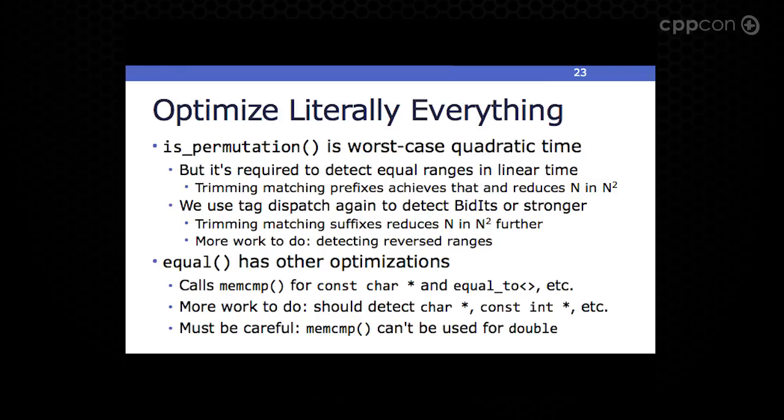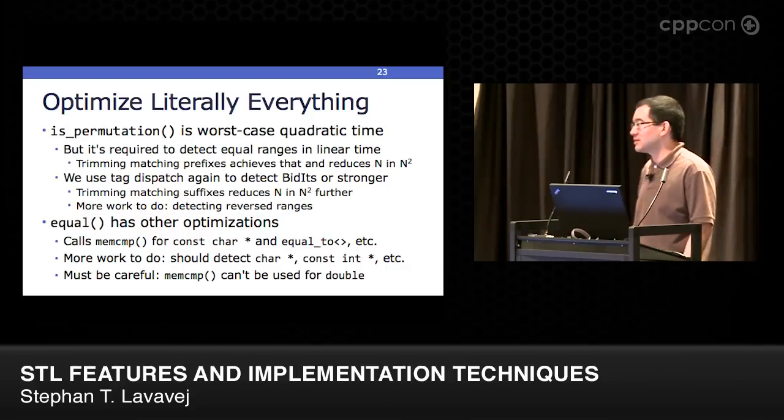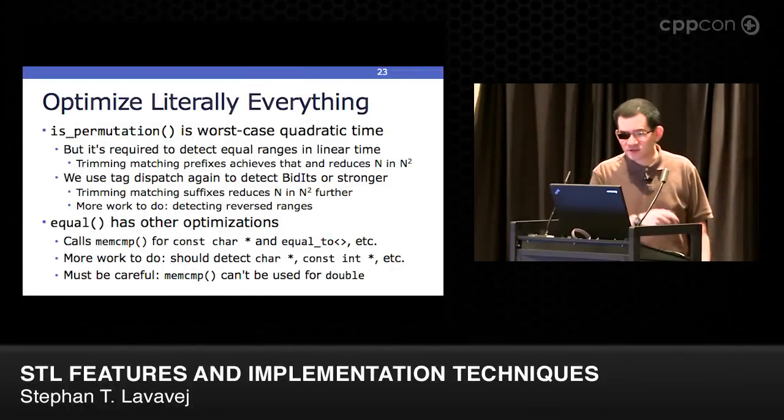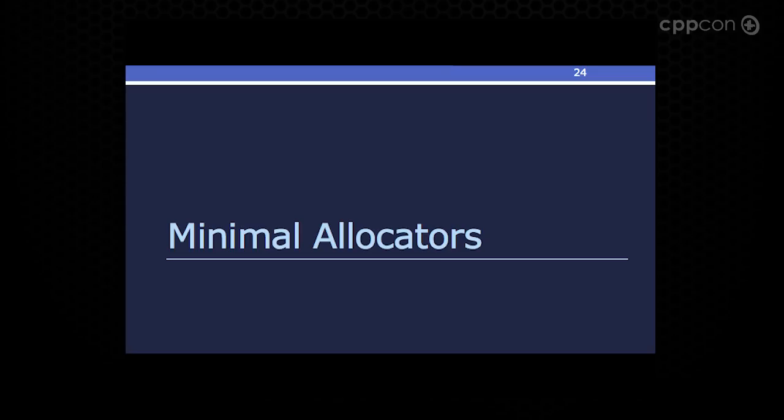Equal also uses tag dispatch and other compile-time metaprogramming to detect, oh, I'm comparing consecutive chars. I have a function for that, memcmp, which spits out special assembly that's super duper fast. And we can improve this further. So those are the dual range algorithms. Please use them.